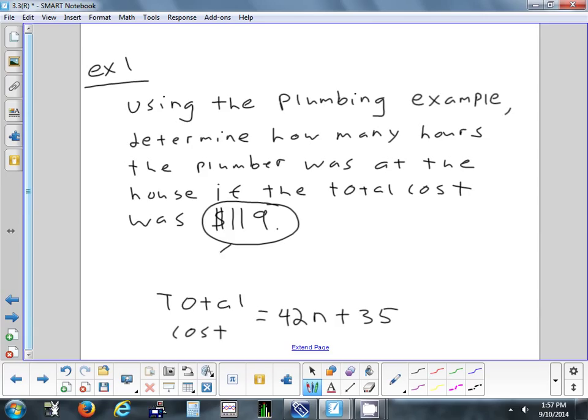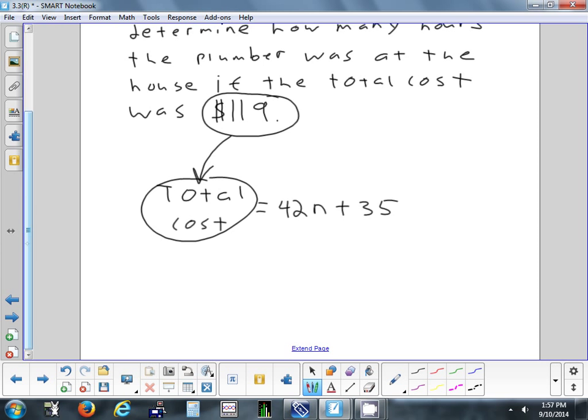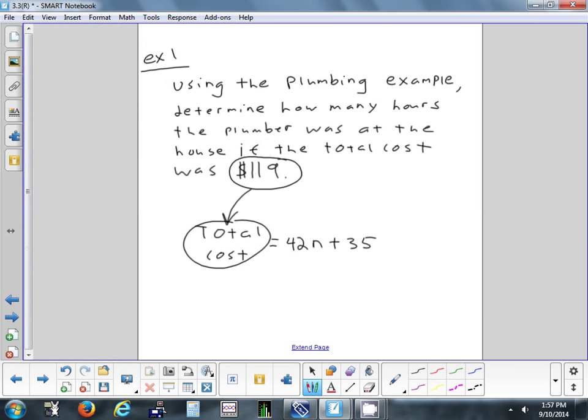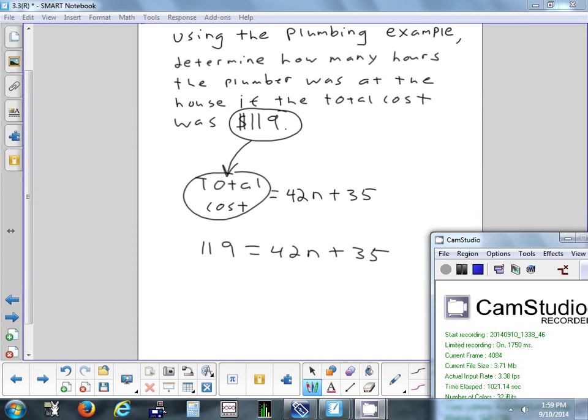Yeah, 119, that's the total cost. So if the plumber charged them $119, we're going to plug that in right there for the total cost. That's including 35, right? Yep, that's the total bill. Okay, so let's start just by filling that in, and then I'll give you guys a chance to copy it down. Okay, so now we've got our equation. Make sure you take a second and copy that down.